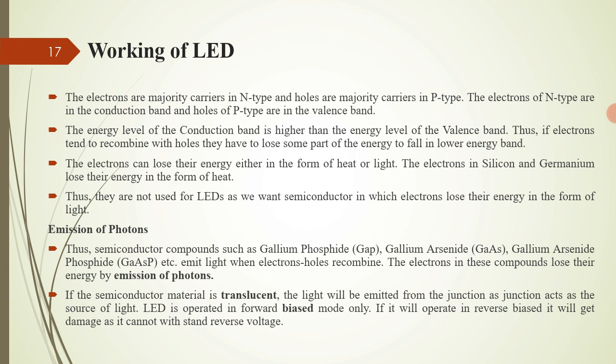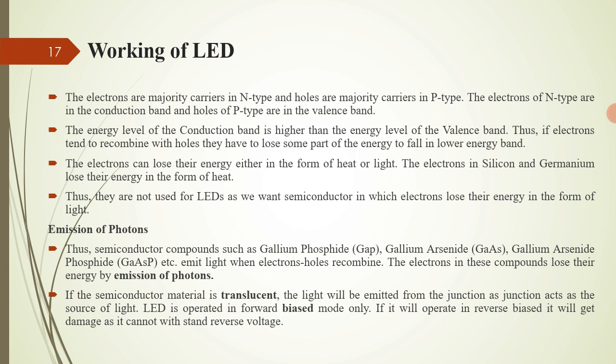Now the working of LED, which contains electrons as the majority carriers in the N type and holes as the majority carriers in the P type. Here the electrons of N type are in the conduction band and the holes of P type in the valence band. The energy level of the conduction band is higher than the energy level of the valence band. So the electron tends to recombine with the holes, which leads to the loss of some part of the energy, which falls into the lower energy band.